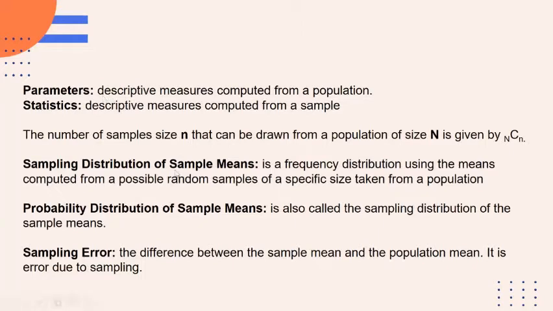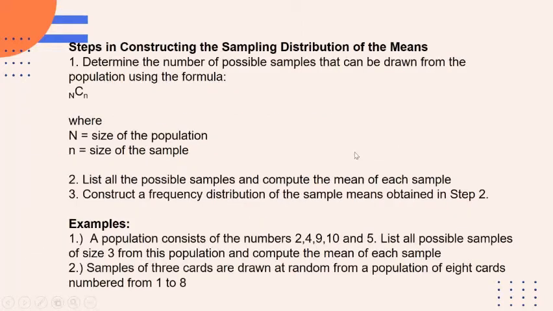The number of samples of size n that can be drawn from a population of size N is given by a combination formula, N choose n. The sampling distribution of the sample mean is a frequency distribution using the means computed from all possible random samples of a specific size taken from a population. The probability distribution of sample means is also called the sampling distribution of the sample mean. Lastly, sampling error is the difference between the sample mean and the population mean. This error is due to sampling.